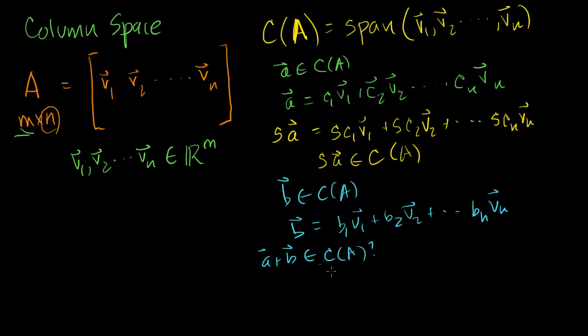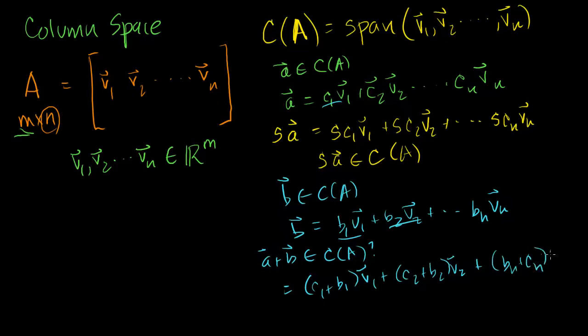A plus B is equal to c1 plus B1 times V1 plus c2 plus B2 times V2. Right? I'm just literally adding this term to that term to get that term, this term to this term to get this term. And then it goes all the way to cn plus Bn times Vn, which is clearly just another linear combination of these guys. So this guy is definitely within the span.